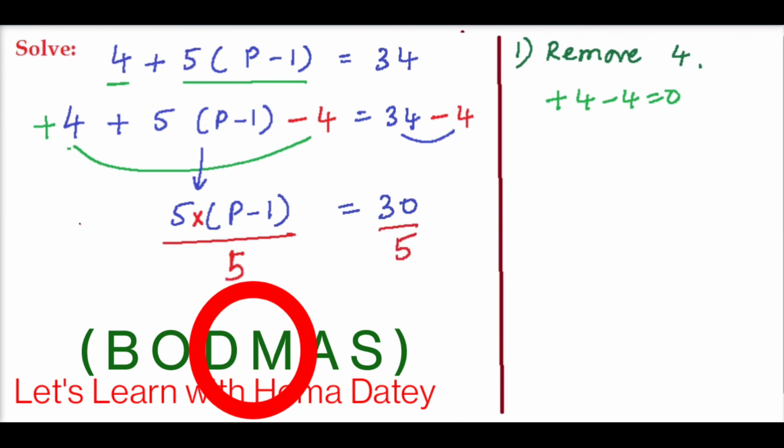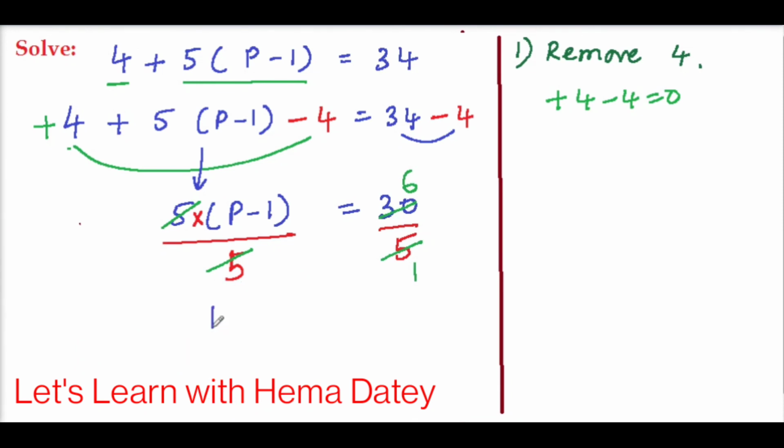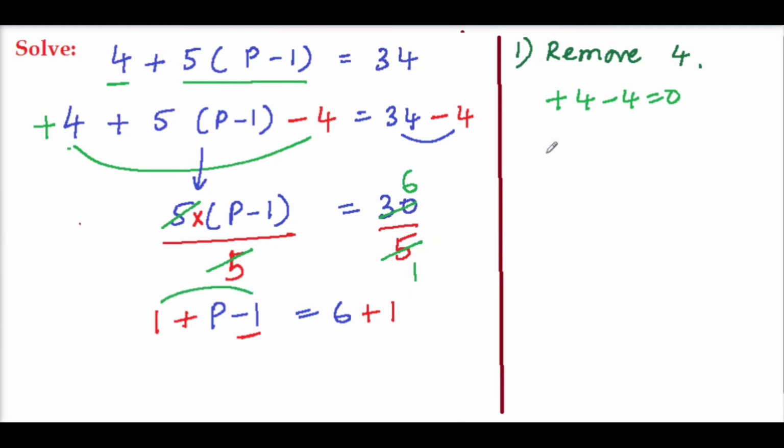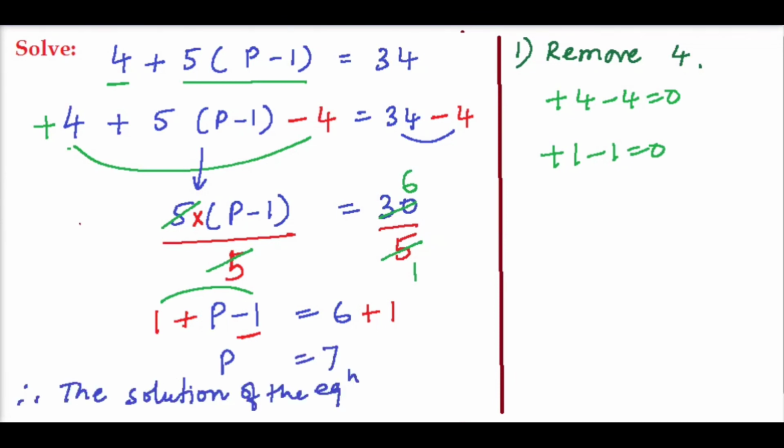To remove this 5 we will divide both sides of the equation by 5. 5 is cancelled and on the right hand side we will get 6. On the left side we will have p minus 1 equals 6. To remove this minus 1 we need to add 1 to both sides. Plus 1 and minus 1 will give us 0, and at the end we will get p equals 7. We will write, therefore the solution of the equation is p equals 7. Answer.